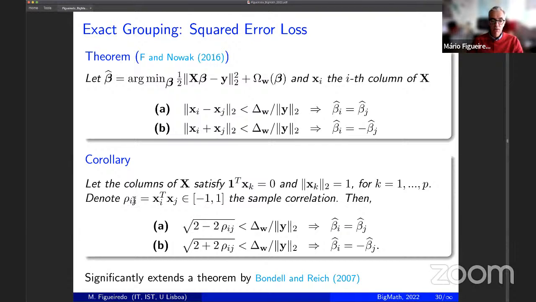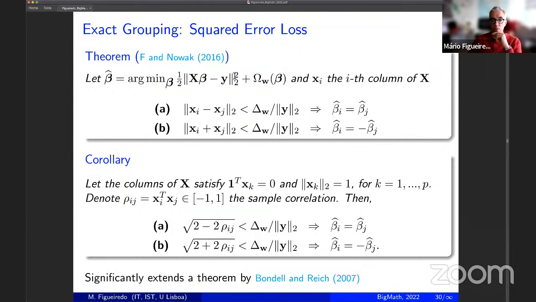What we can show is that if the correlation coefficient between two components, two variables i and j, satisfies this property, meaning this correlation is high enough, close enough to 1, so that this inequality is satisfied, then it's guaranteed that you get exactly equal coefficient estimates for those two variables. We call these exact grouping or exact clustering conditions. And of course, if they are negatively correlated, the coefficients are the same, but with symmetric signs.